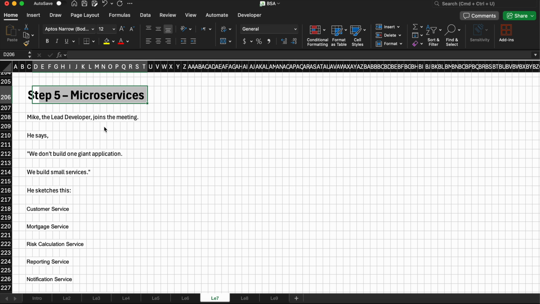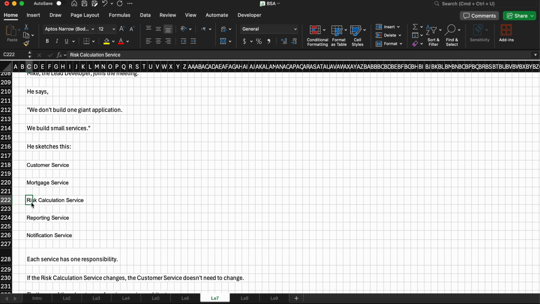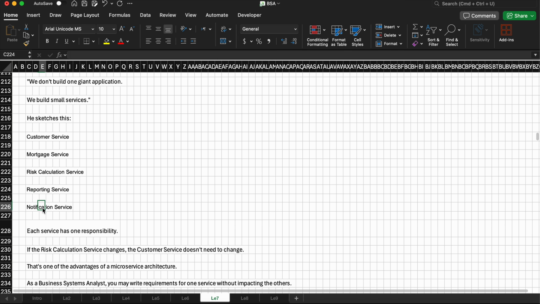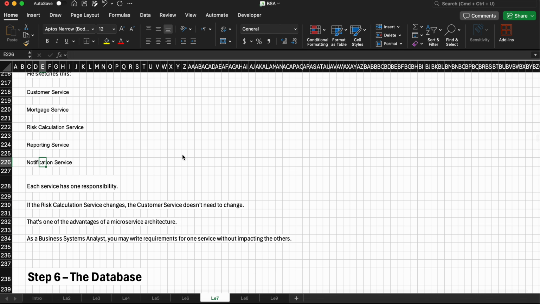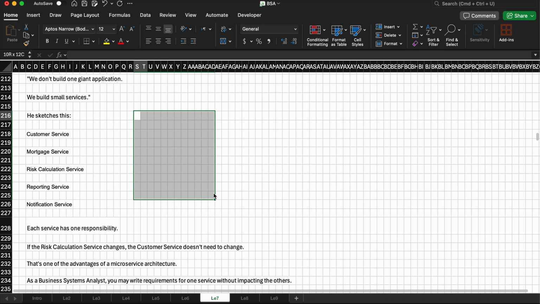Okay, so let's understand what a microservice is. The lead developer joins the meeting. He says we wouldn't build one giant application. We build small services. He sketches this: customer service, mortgage service, risk calculation service, reporting service, notification service. Each service has its own responsibility. If the risk calculation service changes, the customer service doesn't need to change, right? If you build all the functionality in one application, think about one box.